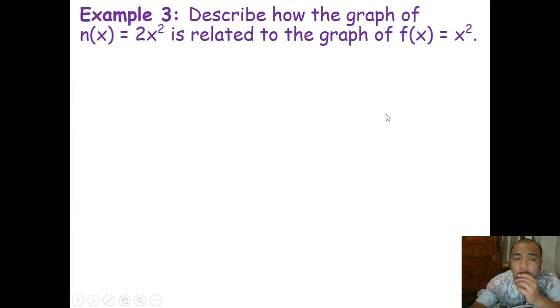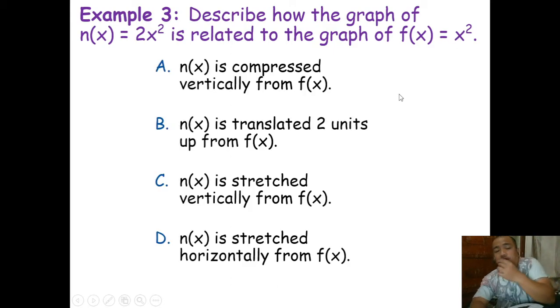Describe how the graph of n of x equals 2x squared is related to the graph of f of x equals x squared. What's your answer? This is narrower compared to f of x. Diba? What's your answer? A, B, C, or D? 5 seconds.